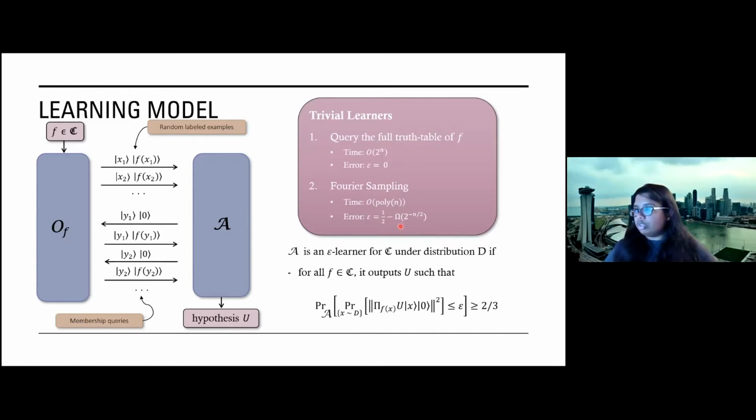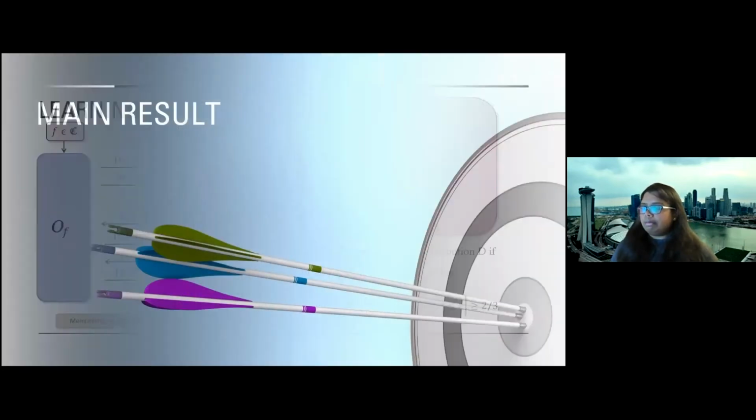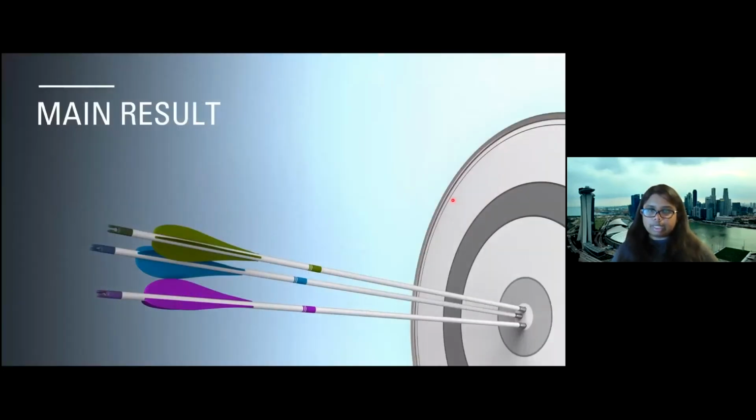So it's not perfect, of course, and it doesn't do much better than random, but it runs significantly faster than exponential time. And as far as we care about in this work, we will call these two things the trivial learners, which means anything that does not satisfy either of these parameter sets will be a non-trivial learner. Before moving on to the main result, any questions at this time?